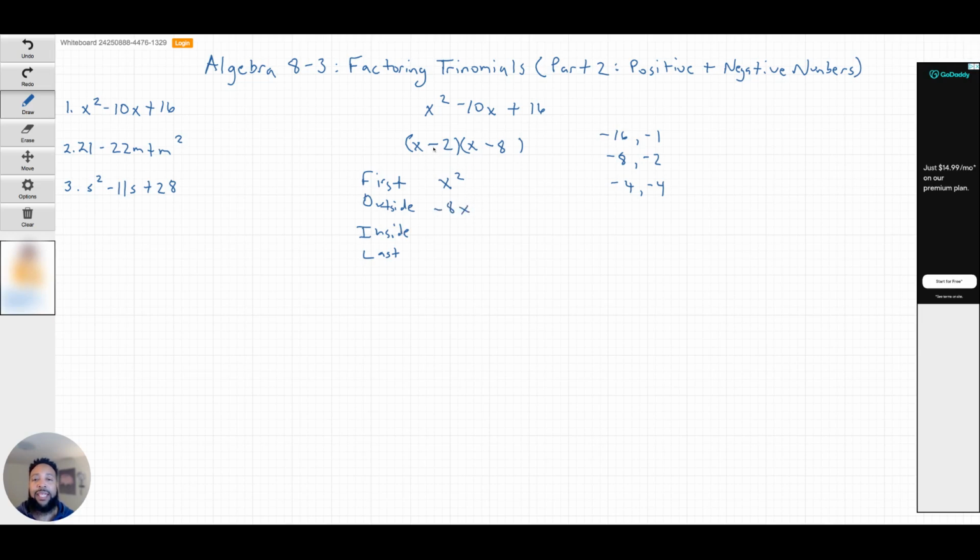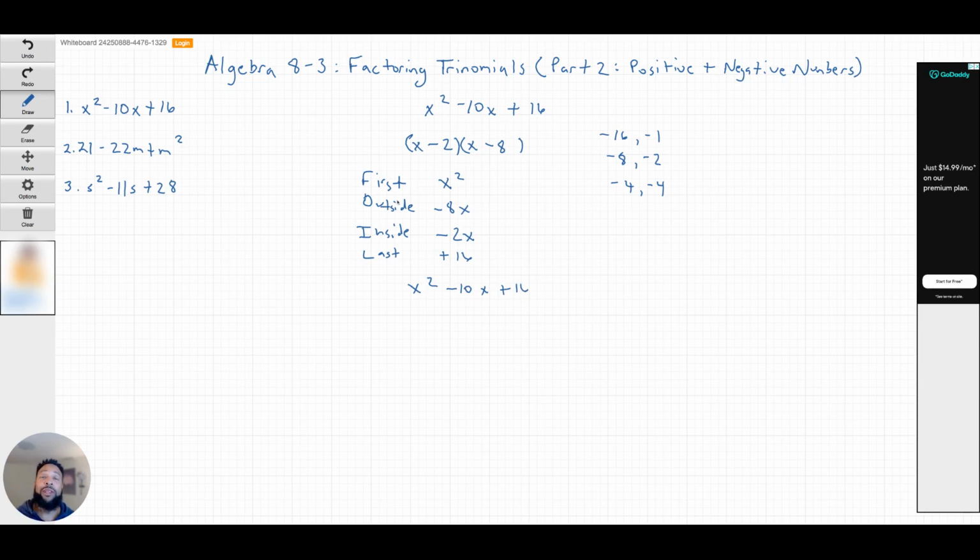On the inside, we have negative 2 times x, which is negative 2x. And then for the last, we have negative 2 times a negative 8, which is a positive 16. So we have x squared, we combine like terms, minus 8x minus 2x is minus 10x. And then we have plus 16, which is our original problem.